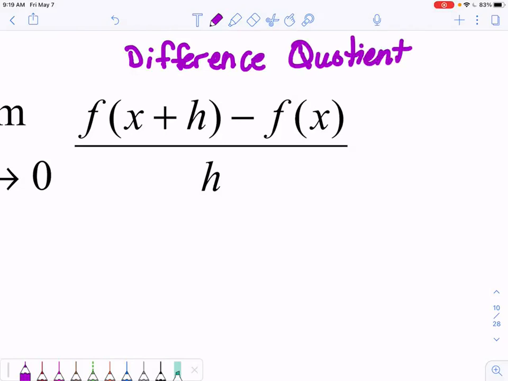In 2 weeks, we have 3 weeks remaining. So in 2 weeks, you will see how this difference quotient ties in graphically with functions, because we're going to kind of build on this difference quotient.